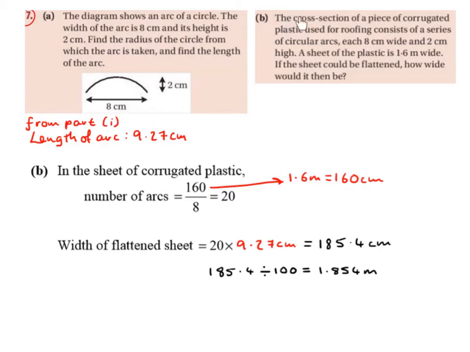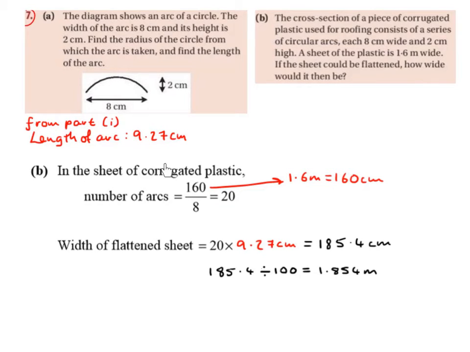Part B. The cross section of a piece of corrugated plastic used for roofing consists of a series of circular arcs, each 8 centimeters wide and 2 centimeters high. A sheet of plastic is 1.6 meters wide. If the sheet could be flattened, how wide would it then be? From part 1, we got the length of the arc to be 9.27 centimeters. So this distance is 9.27 centimeters.